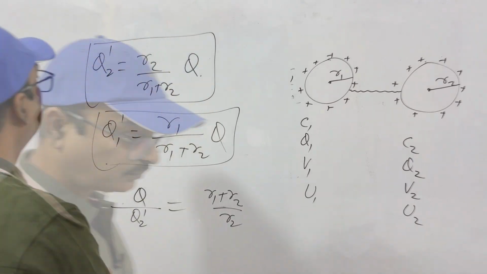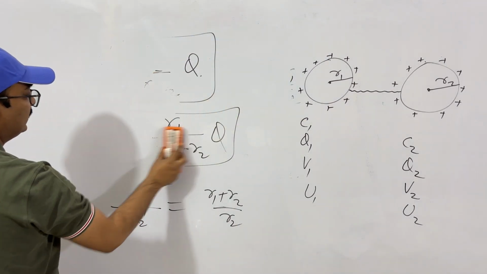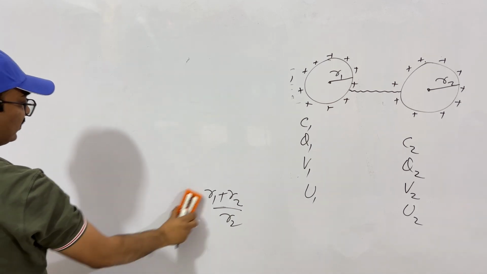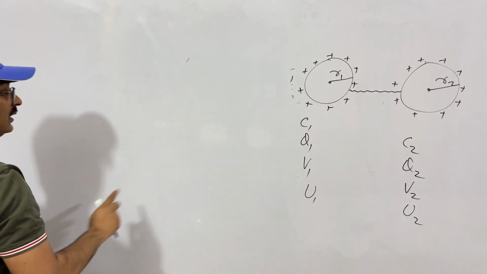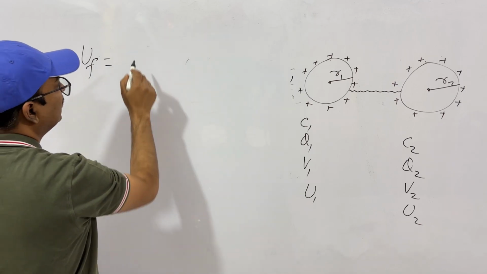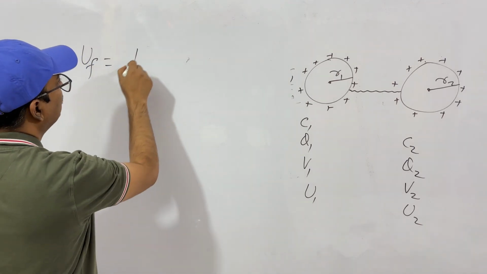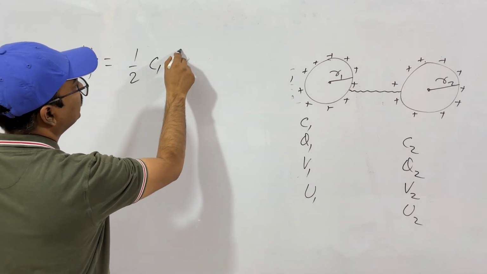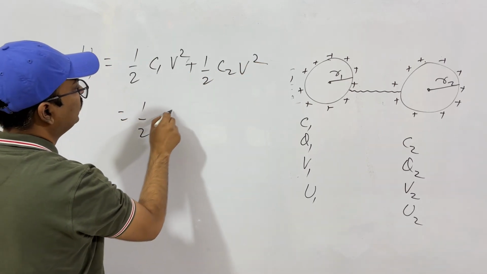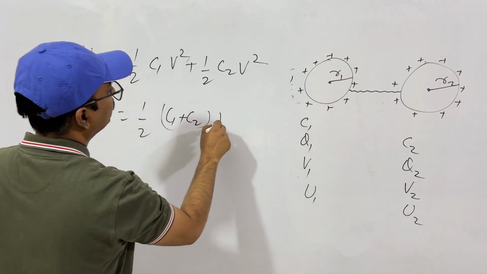Okay. One more relation that you'll require: you saw what the initial electric potential energy was. It was half C1 V1 square plus half C2 V2 square. What will be the final electric potential energy? Because the potential V is common to both, half C1 V square plus half C2 V square, that is 1 by 2 times C1 plus C2 times V square.